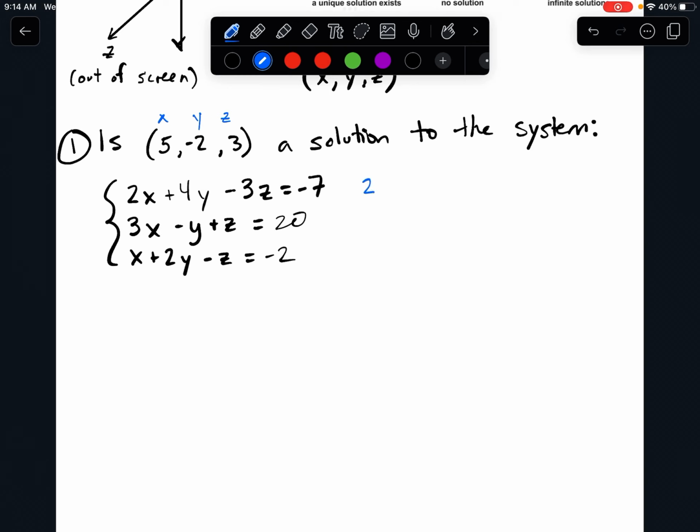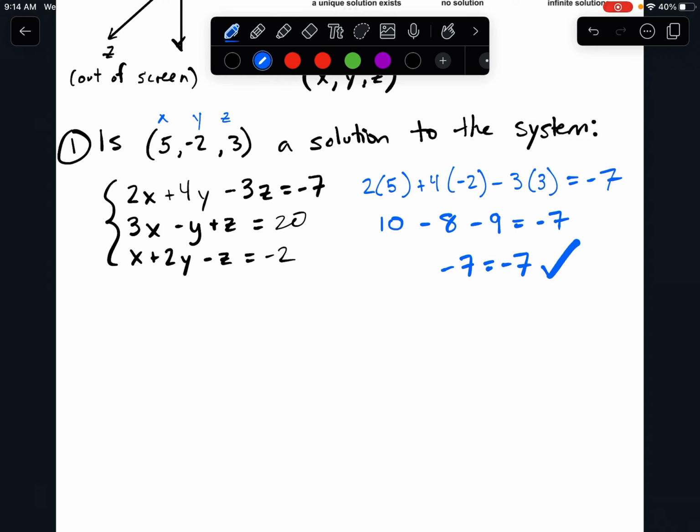So if we look at the first one, we've got 2 times 5 plus 4 times negative 2 minus 3 times 3 equals negative 7. And if we simplify this, we get 10 minus 8 minus 9 equals negative 7. And that ends up as negative 7 equals negative 7. All right, so that is a true statement. It works for the first one.